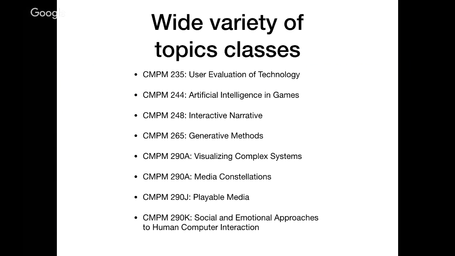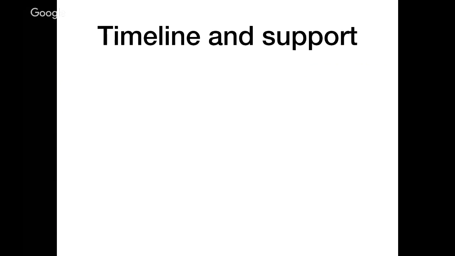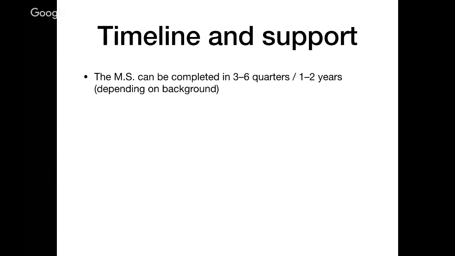Then people take topics classes. This is a selection of some of the topics classes we're offering this year. Master's students take at least 2, PhD students take at least 4. And then in terms of the general timeline, the master's can be completed in 3 to 6 quarters, right? So you could think of that as 1 year is 3 quarters, 2 years is 6 quarters, but you could do 1 year, a summer internship, come back for the fall quarter, do your master's thesis, and be done, right?